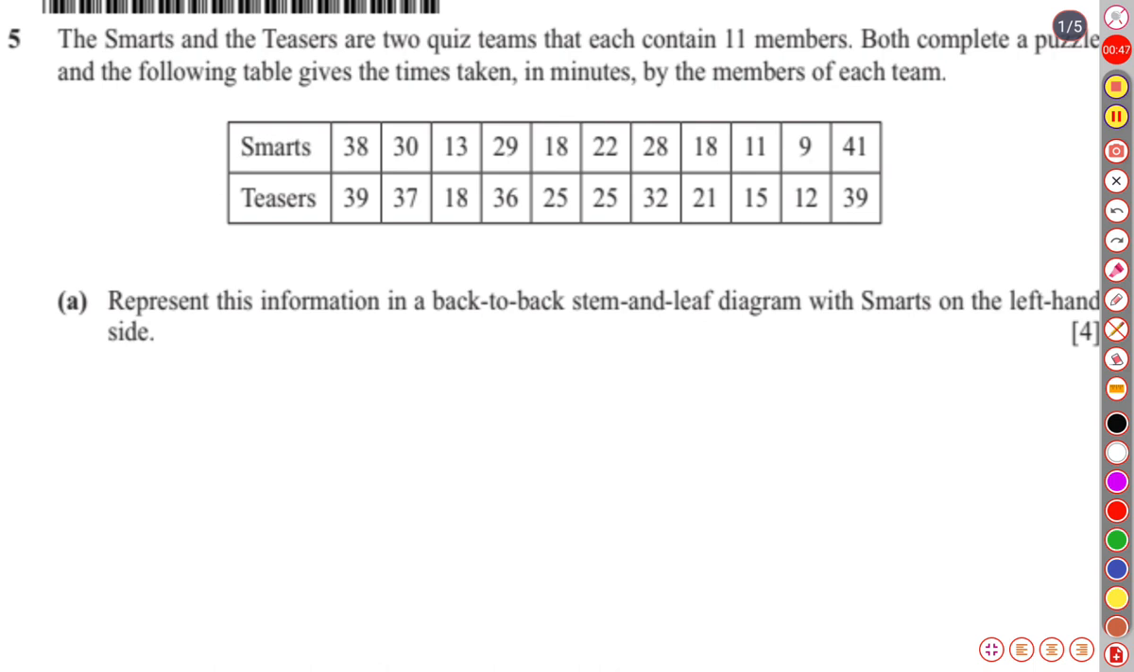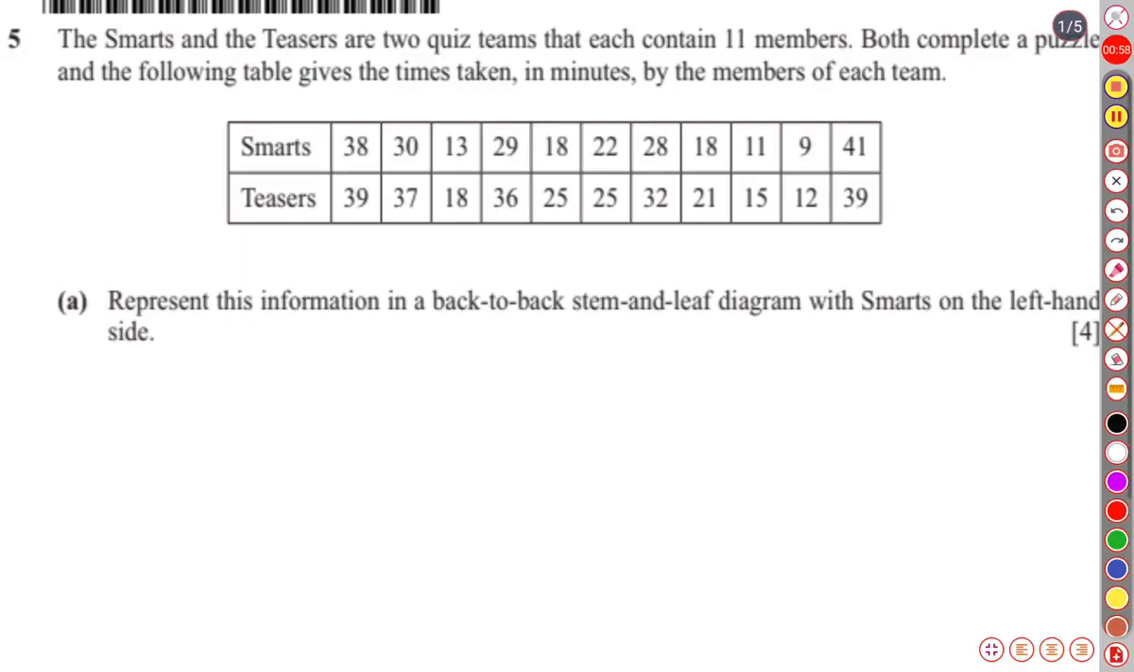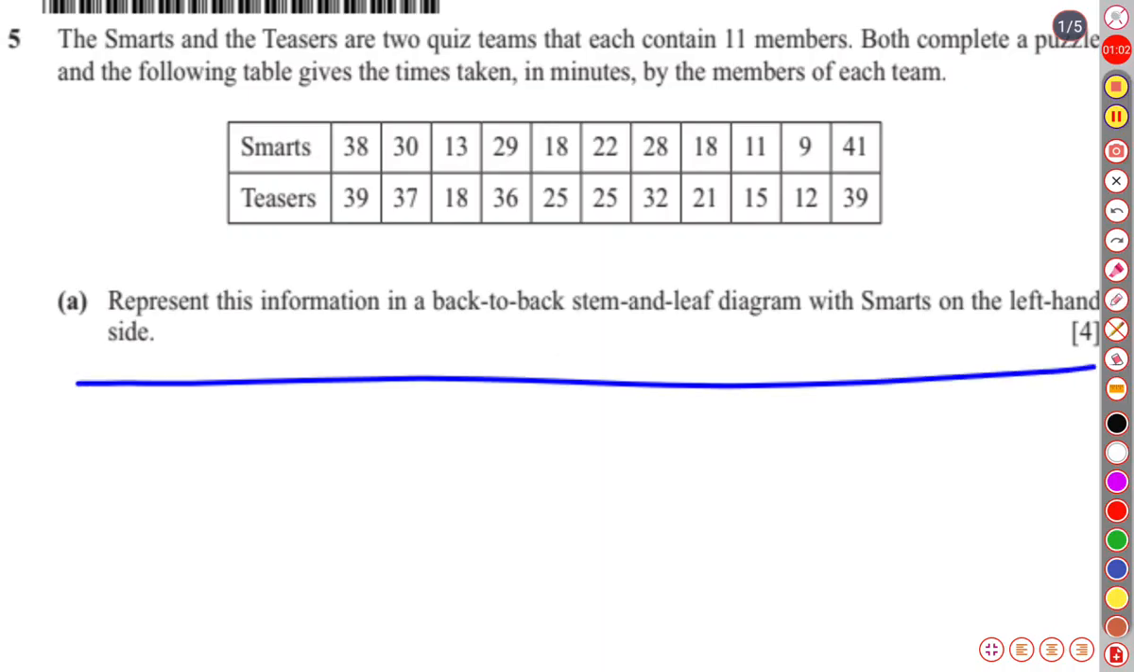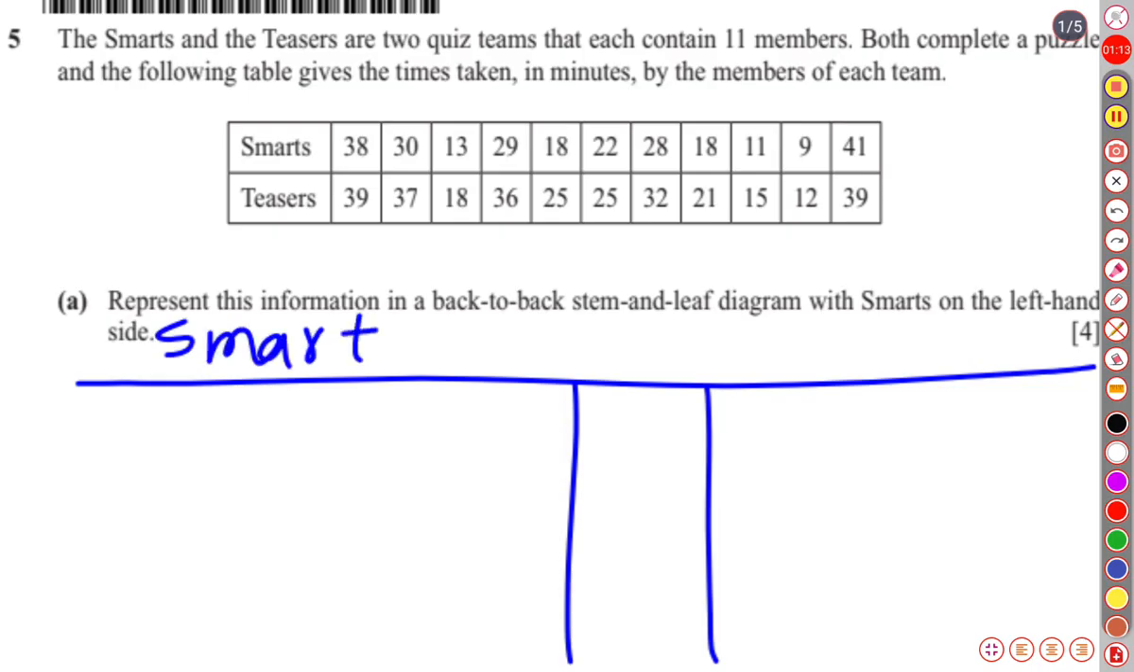Well, we are going to draw a stem and leaf diagram. Smarts should be on the left, okay? So on the left side there will be Smarts. Let's write Smarts over here. And on the right side, there must be the Teasers.